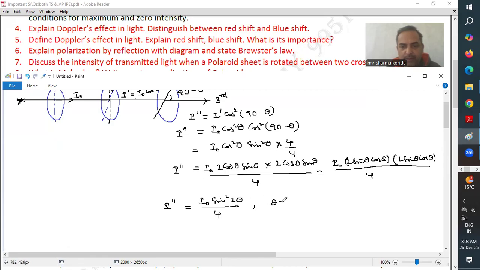So when theta is pi by 4, meaning 45 degrees, the intensity coming out of the third polaroid will be maximum.